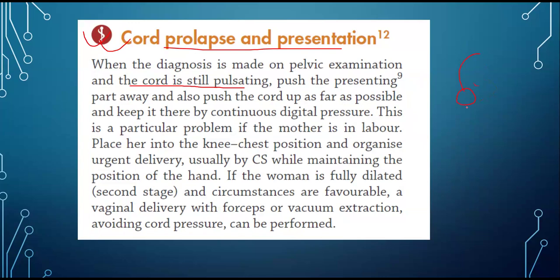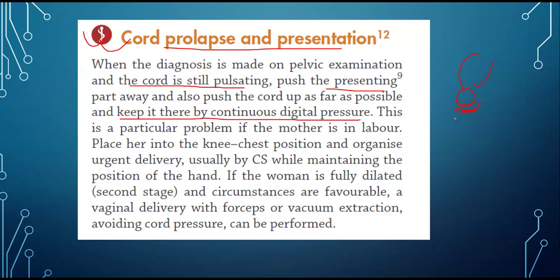If cord is still pulsating, you will push the presenting part away. So let's say this is the presenting part and this is the cord. You will push the presenting part away from the cord so that it doesn't compress the cord, because if you compress the cord, the baby will not get blood supply. So the idea is if you can feel the cord pulsating, you will push the presenting part away from the cord, and you will need to do it manually by your hand.